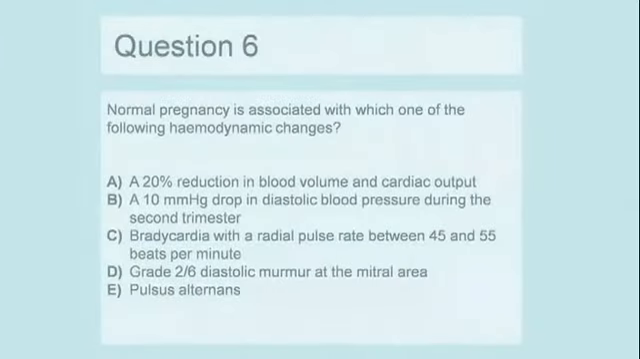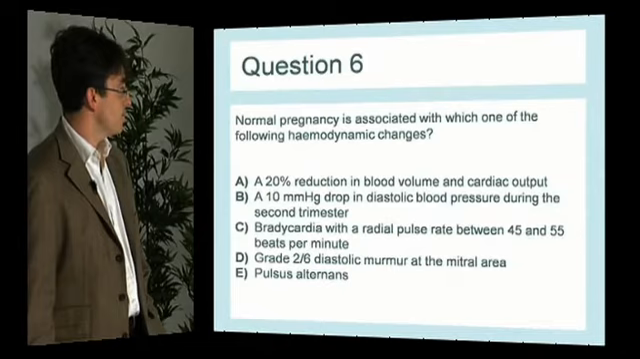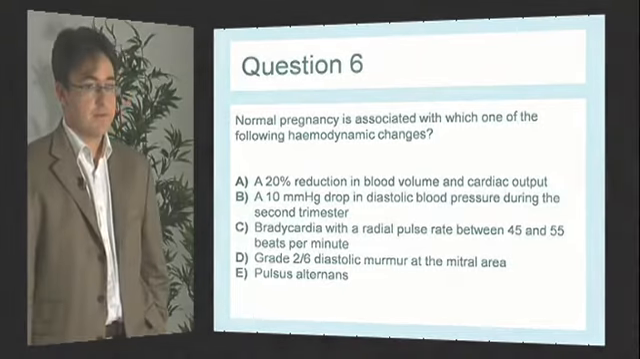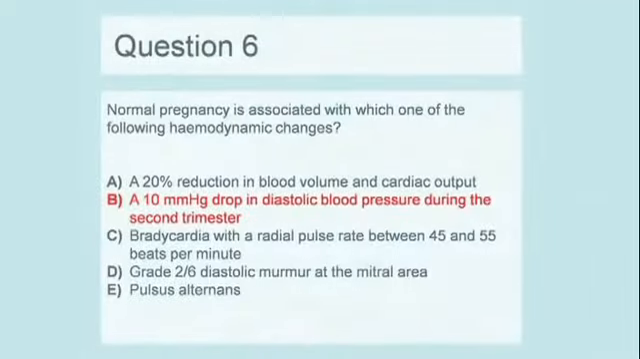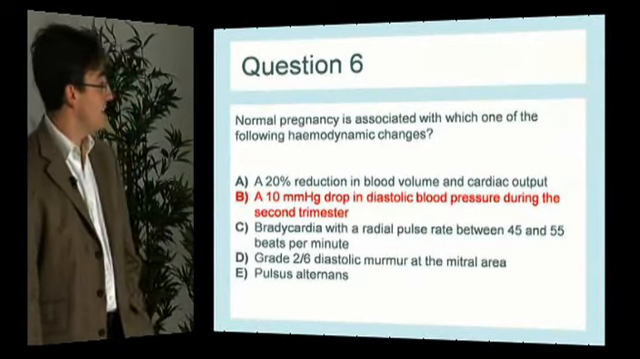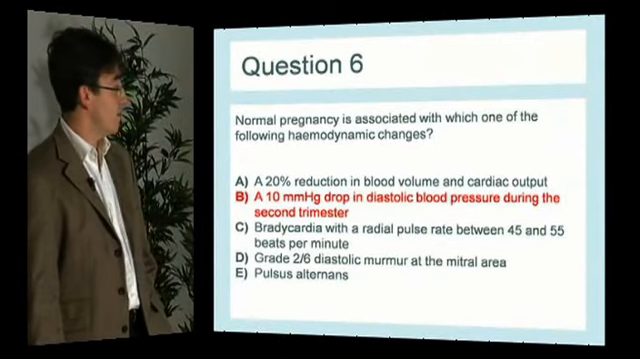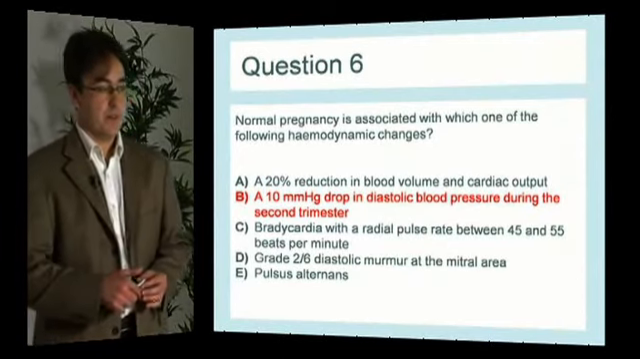Now we move on to question 6. Normal pregnancy is associated with which one of the following hemodynamic changes? If you answered B, a 10 millimetre drop in diastolic pressure during the second trimester, you'd be right.